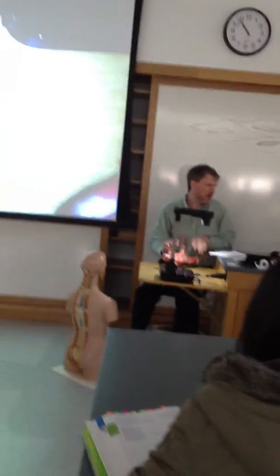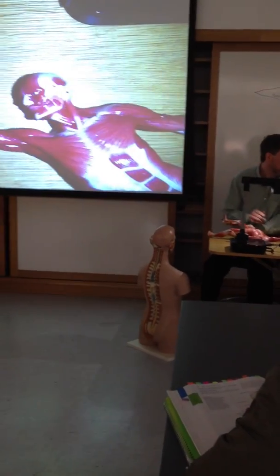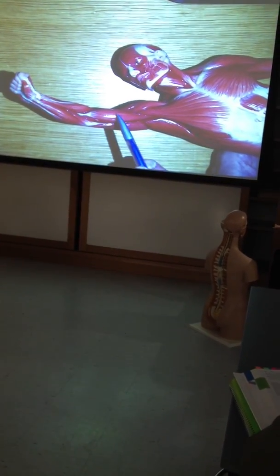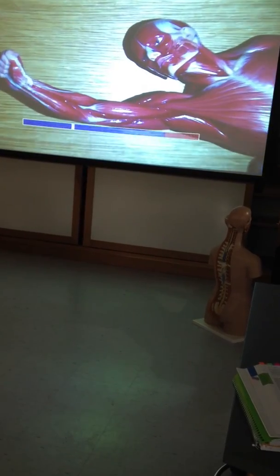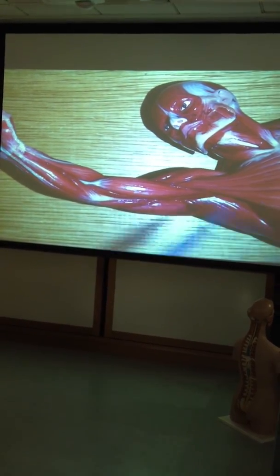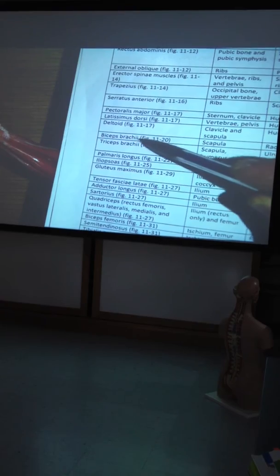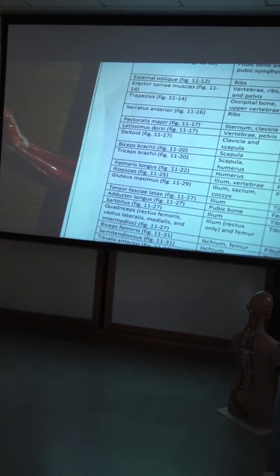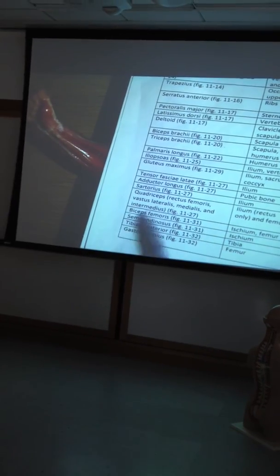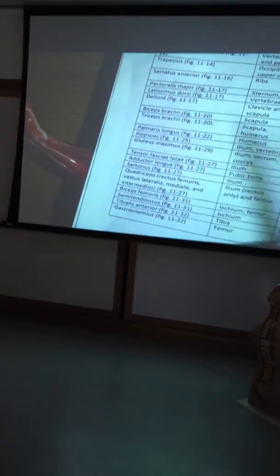Biceps brachii. Sorry, that's another thing. You're going to cringe when you hear this, but if I point to this, don't just say biceps. You've got to say biceps brachii, which is listed right there. Anyone know why you have to say that? Because there's another biceps. See it down here? The biceps femoris. We'll get to that in a moment. So if I point to the arm one, make sure you say biceps brachii. If you don't, I'm going to count it wrong.